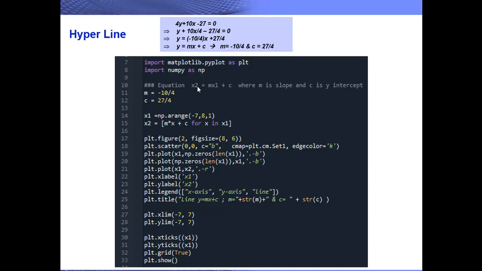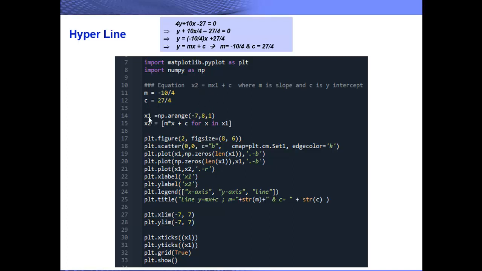So when we go for higher dimension problems, we will need the notations x1, x2, x3, x4, x5, x6, and so on, right? Right now, don't get confused between whether it is y is equal to mx plus c or x2 is equal to mx1 plus c. Don't get bothered about that. Now m is equal to minus 10 by 4 and c is equal to 27 by 4. These are the constants of the line.